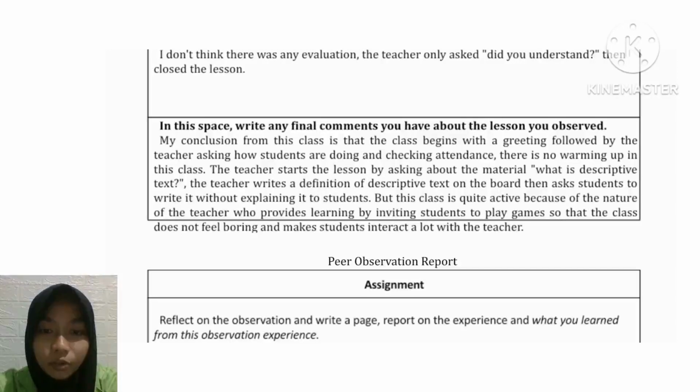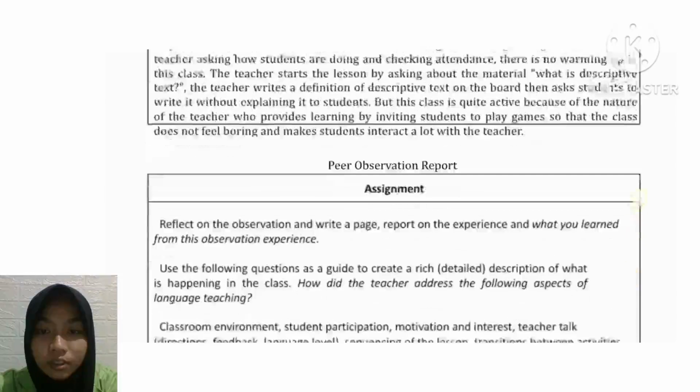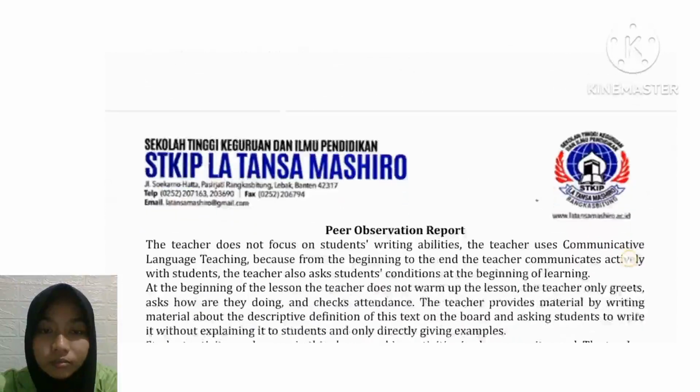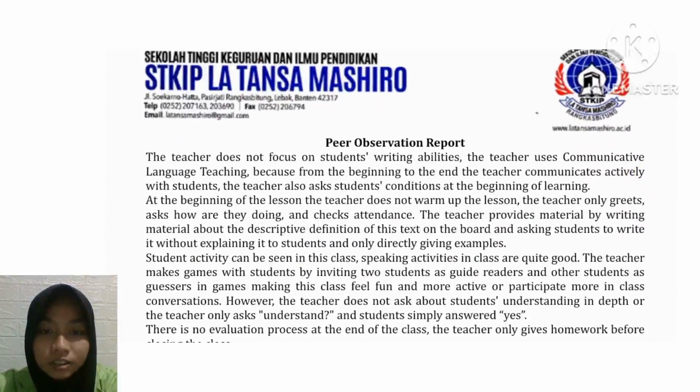Peer observation report. The teacher does not focus on students' writing abilities. The teacher uses communicative language teaching, because from the beginning to the end, the teacher communicates actively with students. The teacher also asks about students' condition at the beginning of learning. At the beginning of the lesson, the teacher does not warm up the lesson. The teacher only greets, asks how they are, and checks attendance.